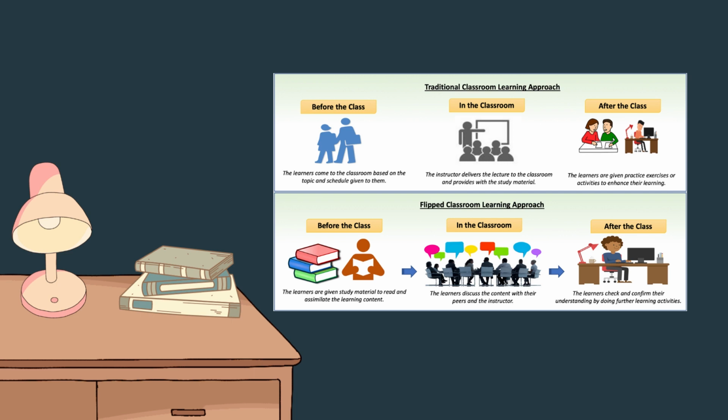While in the flipped classroom learning approach, before the class, the learners are given study material to read and assimilate the learning content. In the classroom, the learners discuss the content with their peers and the instructor, and after the class, the learners check and confirm their understanding by doing further learning activities. So, we can say that there is a difference between these two learning approaches.